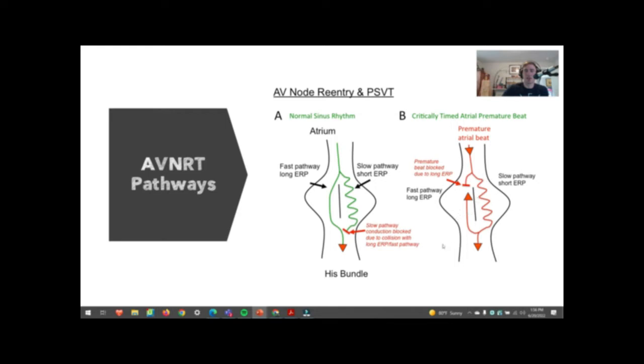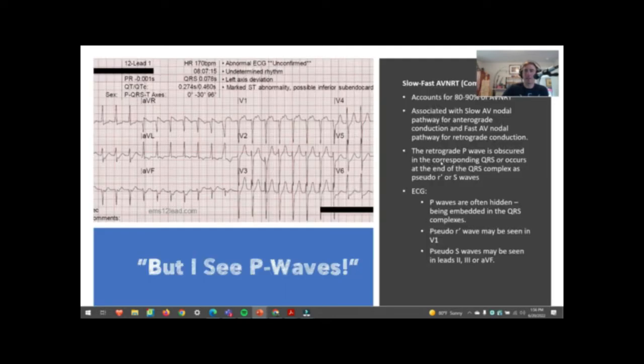And then it creates this reentrant loop where it travels down and then back up through the other pathway and then back down to the His bundle and to the ventricles. This is AV nodal reentry. That's why we call it that way.